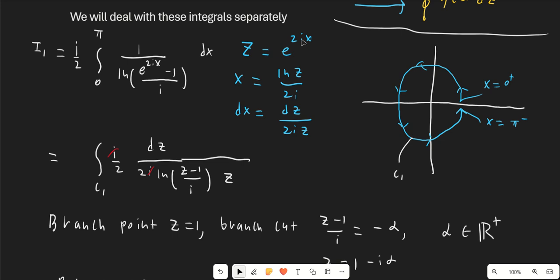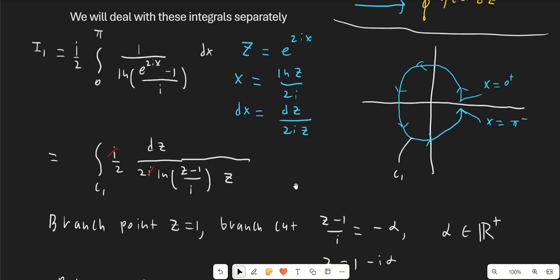We can also calculate the differential right here, dx equals dz over 2iz. So I'm calling this path right here C1. So we can go ahead and set this up, and we get the integral over C1 of i over 2 times dz over 2i, natural log of z minus 1 over i, times z, that's from the differential. We can cancel the i's right here.